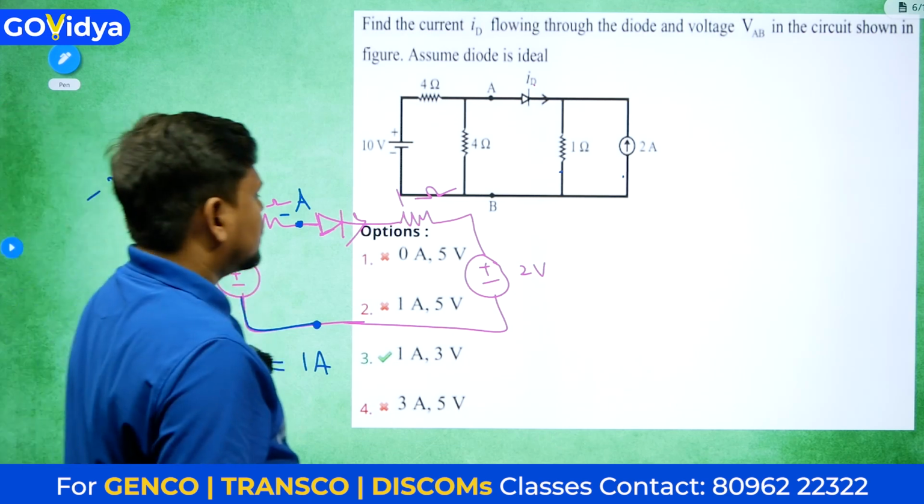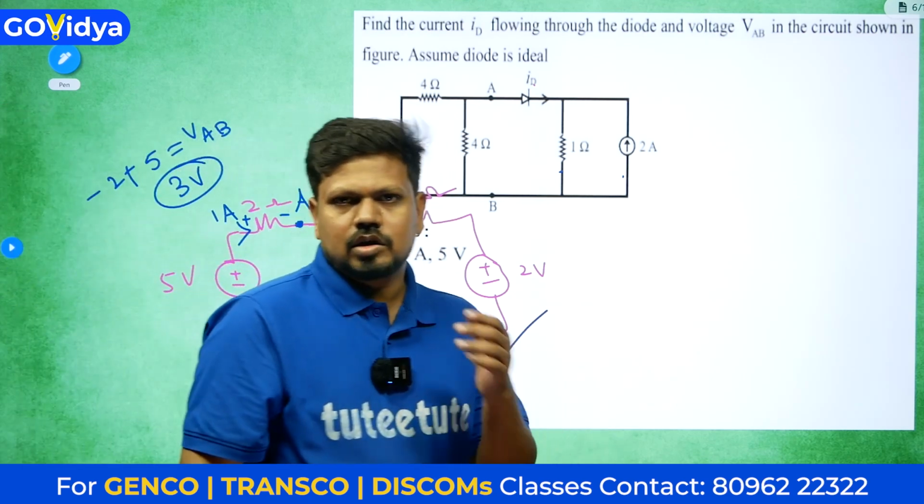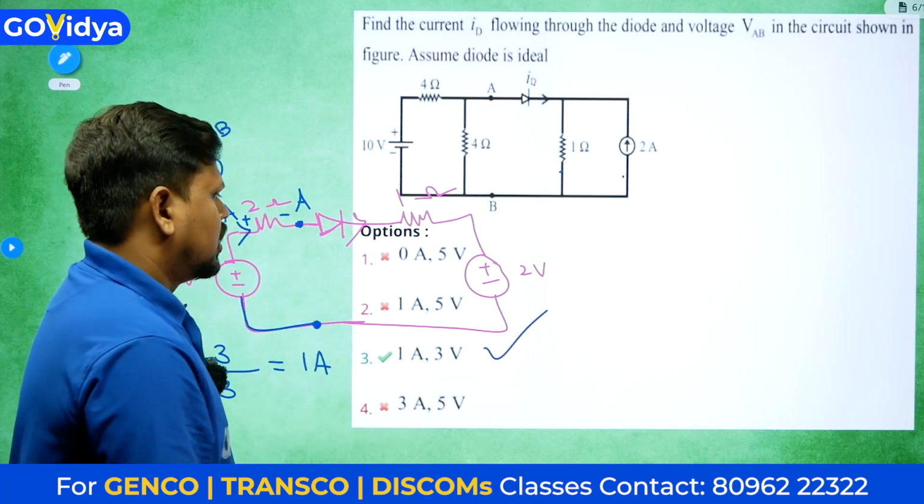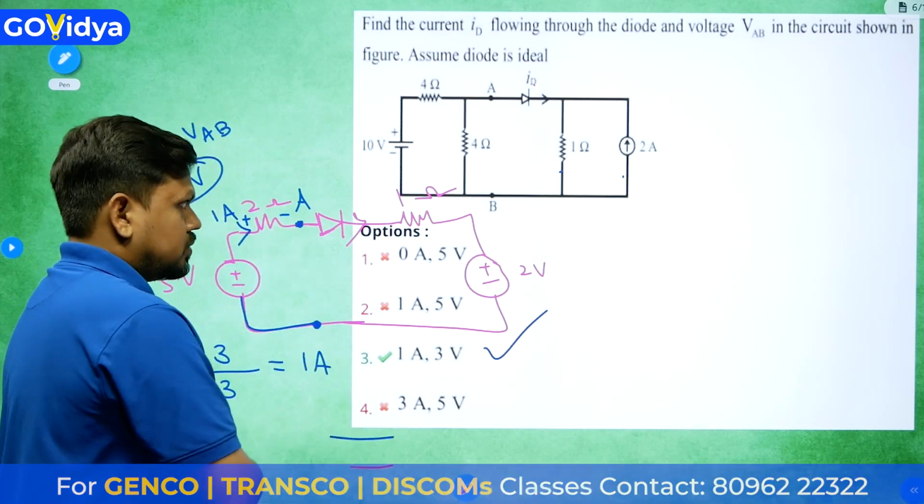Okay, so directly by seeing only we can do it, no need to do all these calculations. In the exam you should have done this within half a minute. So the answers are 1 ampere and 3 volt.